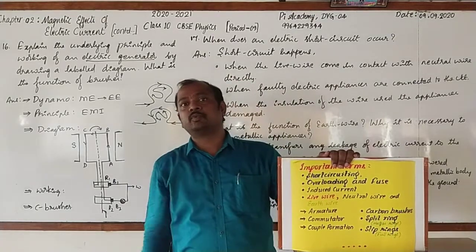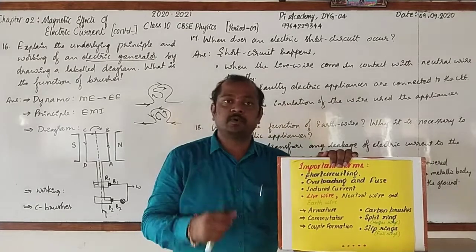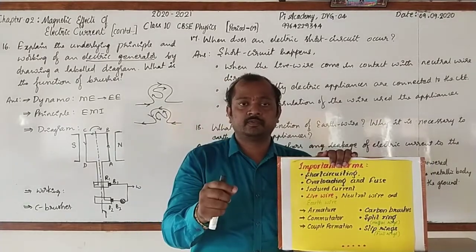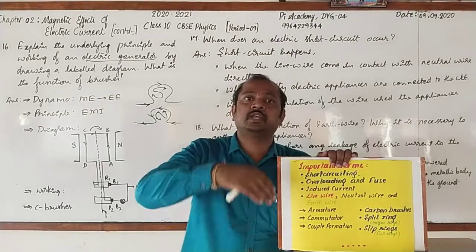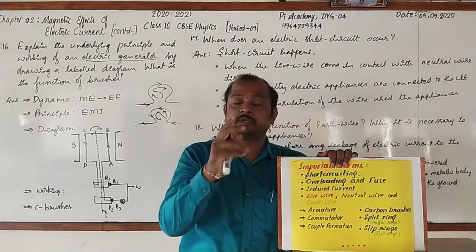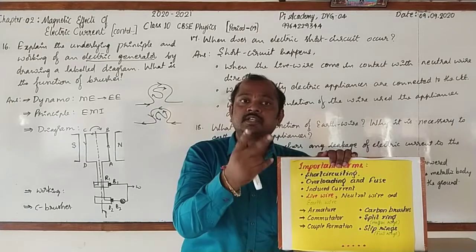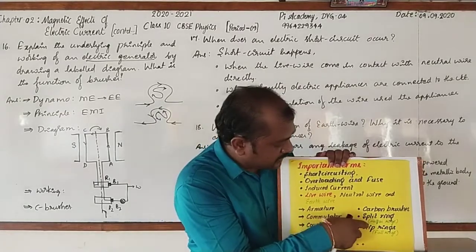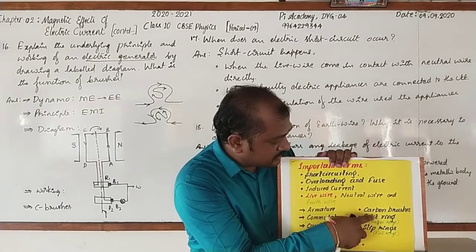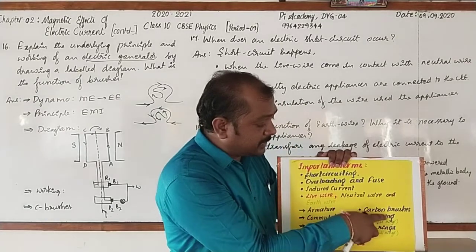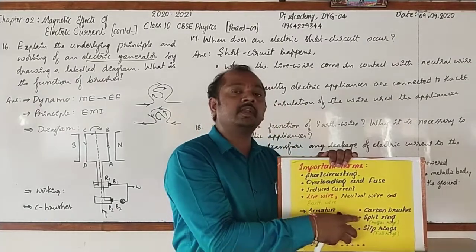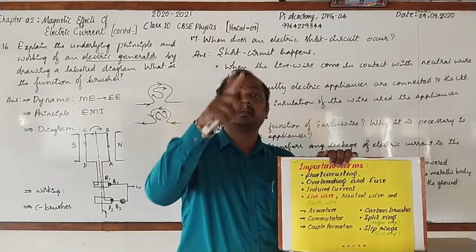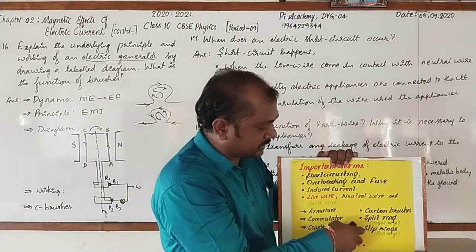In case of motor, it transfers the current from external circuit to the armature. Then split ring, it will help in reversing the direction of current in the armature. Please do remember that one.